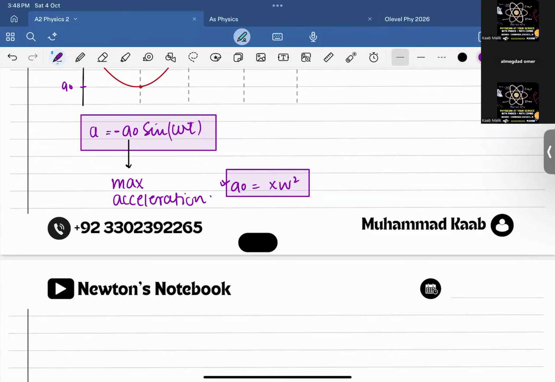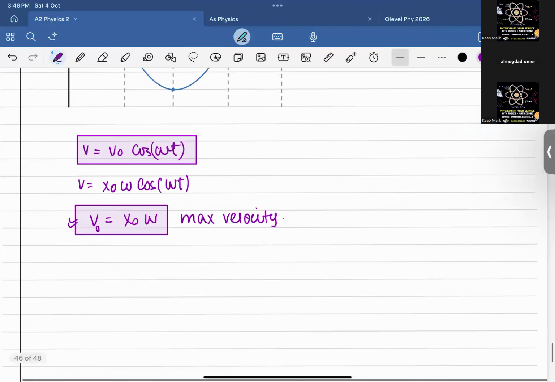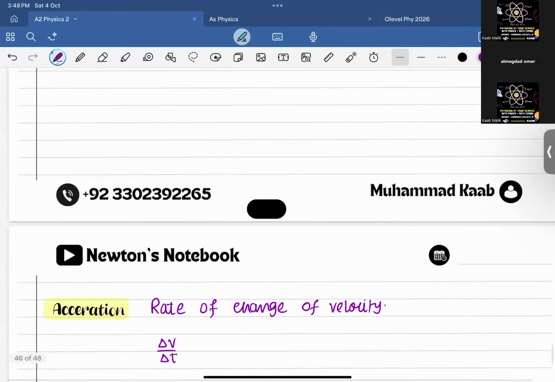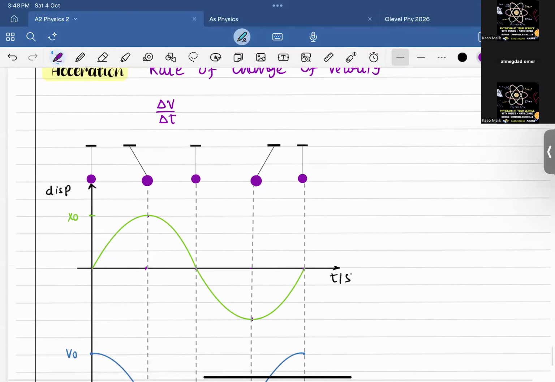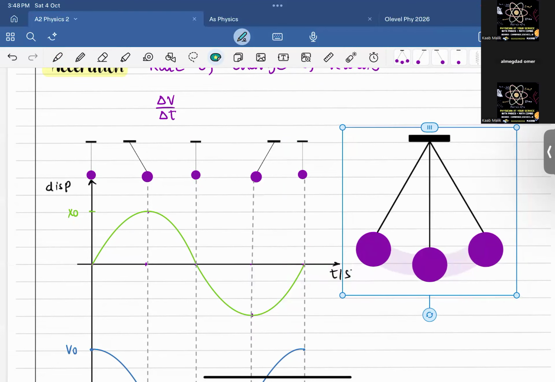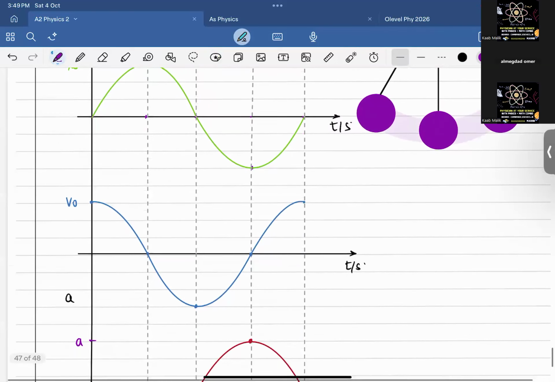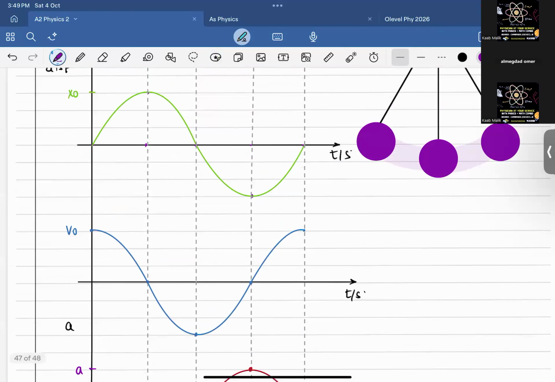If we try to draw the graph for the two equations, this one and previously that one, the x naught omega and over here this one. And by the way, if I make the pendulum right here, you can see that initially the displacement was maximum right here.